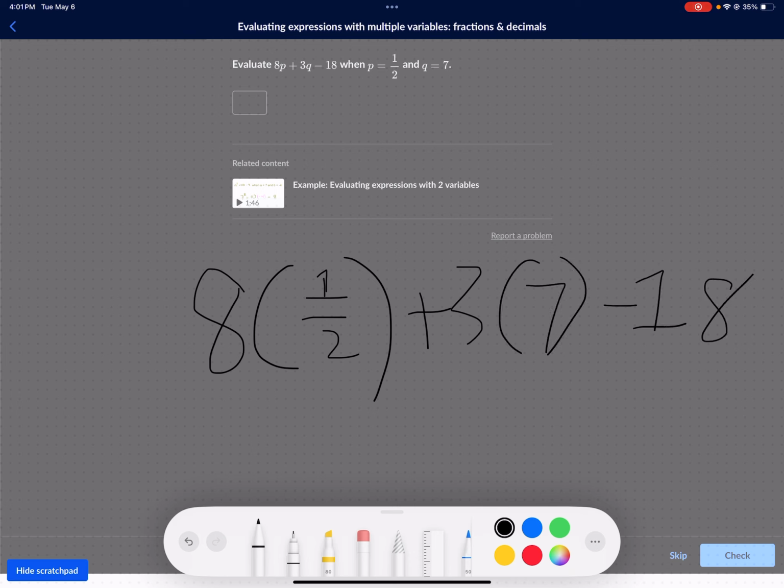We have 8 times 1/2. And if we multiply 8 and 1, we have 8 over 2, which is 4. Good job. And then we have 3 and 7. If we multiply those, we get 21 minus 18. We go left to right. Doesn't really matter for addition and subtraction. But anyways, we get 7.